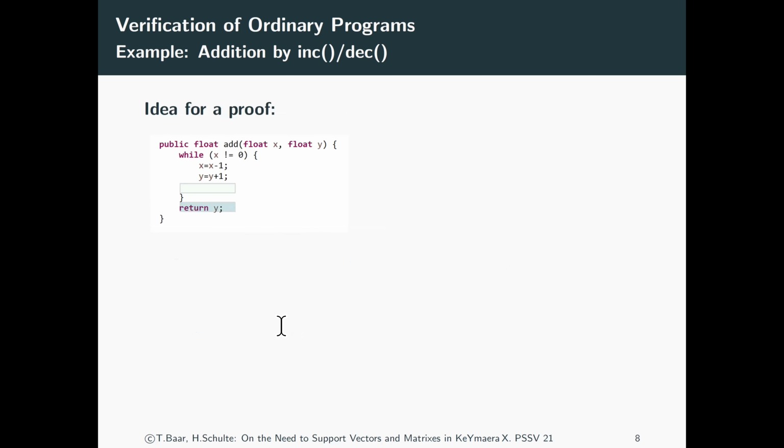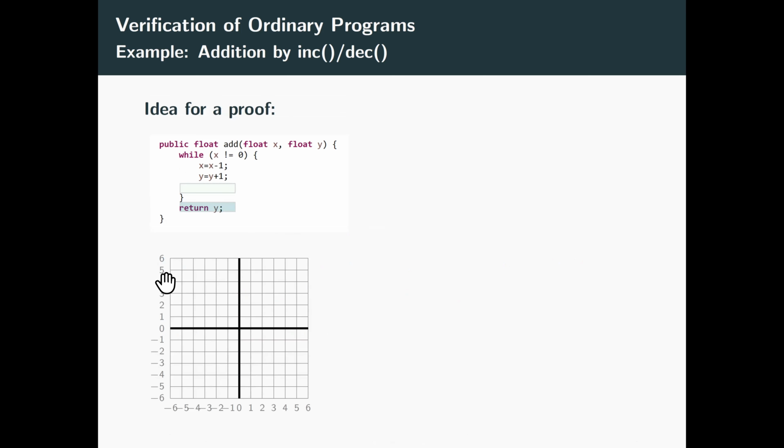Let me show an informal proof of how you could explain to students why this is true. Here's the code, and this is a grid, with the x-axis and the y-axis. What does the program do if we start at x=3 and y=1? Whenever we reach this place at the end of a loop body, we have made some iterations.